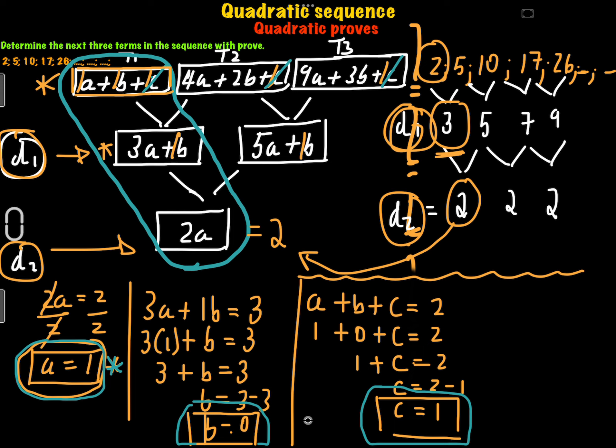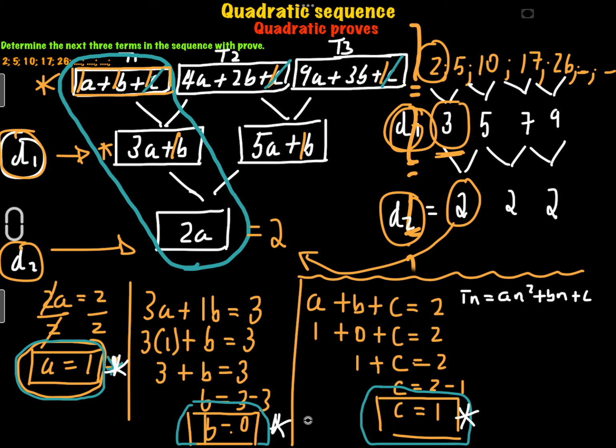Now what this means, technically, is that the original quadratic equation follows Tn is equal to an squared plus bn plus c. That's the original quadratic equation. Now, because we want to find the next 3 terms, we can start plugging in: where a is, we plug in 1, where b is, we plug in 0, and where c is, we simply plug in 1.